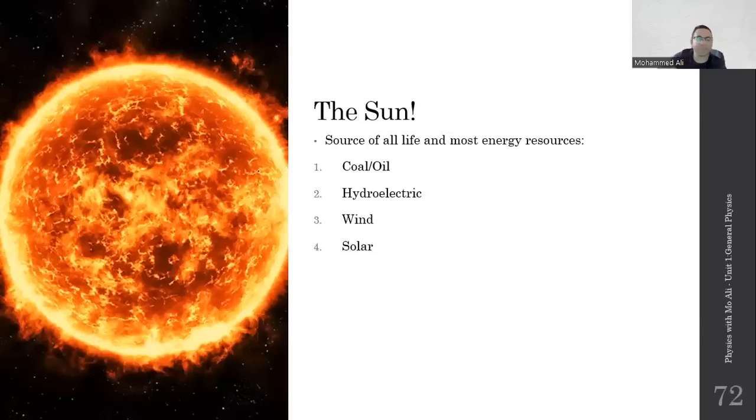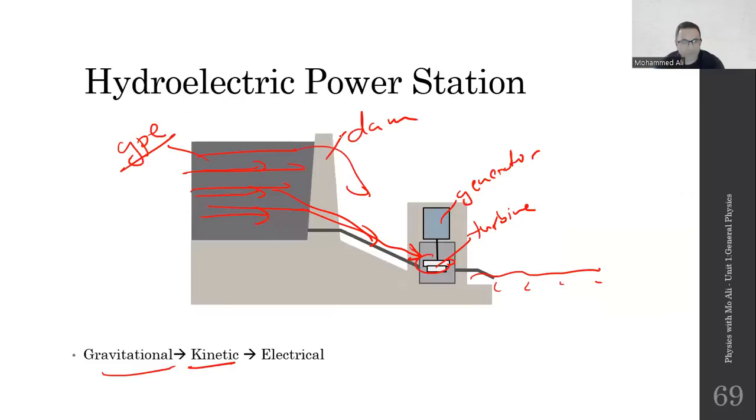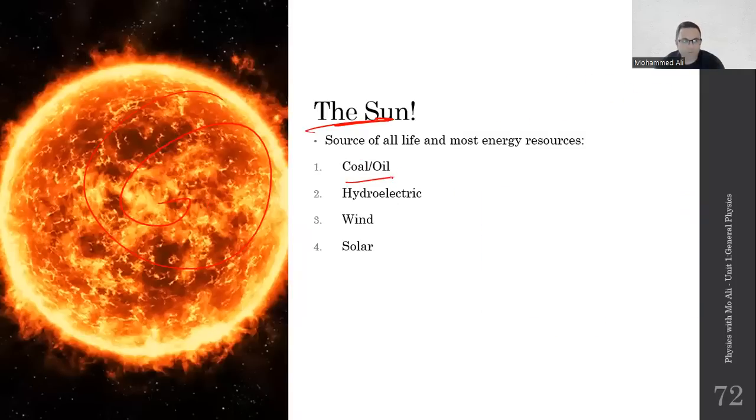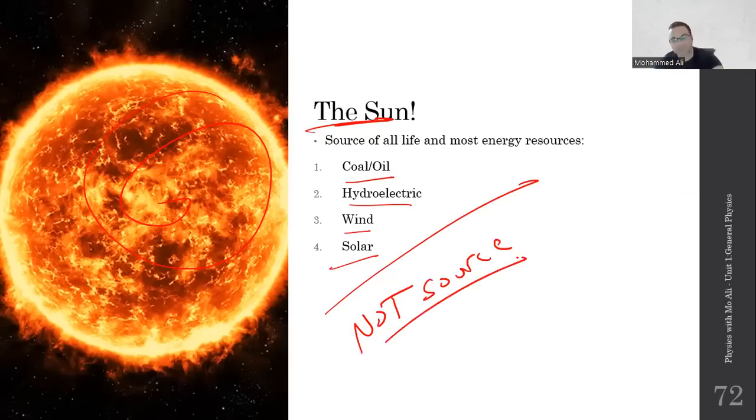A very common question is this: is the sun the source of all of these types of energies? Well, yes and no. The sun is the source of coal and oil and gas and hydroelectric and wind energy and solar energy. The sun is not the source for, and this is what you need to memorize, tidal energy, which is high tide and low tide. It's just like hydroelectric, but we use high tide and low tide. Nor of geothermal and nuclear energy.